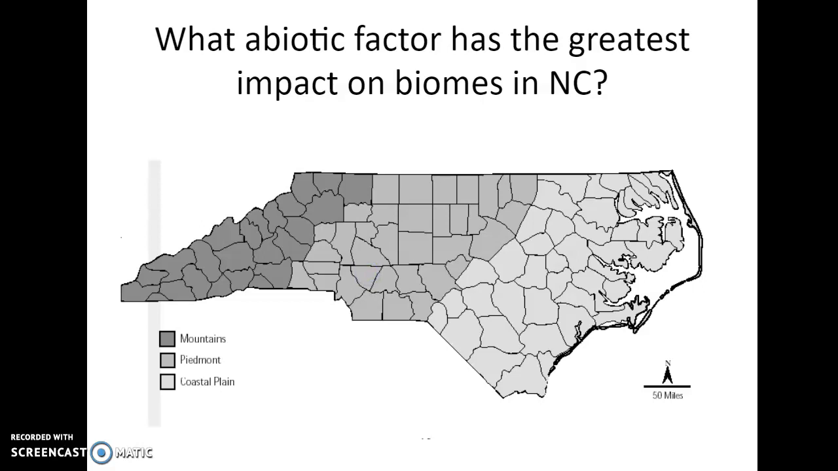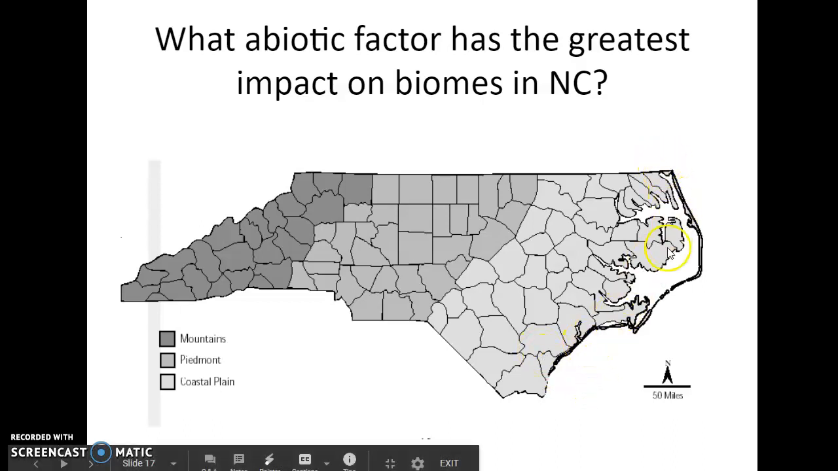So now we want to ask ourselves, what abiotic factor has the greatest impact on biomes in North Carolina? So North Carolina has 3 different biomes: mountains, Piedmont, and coastal plains. So mountains are way to the west for us. So this would be, for example, Asheville, if you've ever heard of that. We in Charlotte are in the Piedmont region. And then when we're off to the coast, maybe out by Wilmington, or any of those coastal regions where you often experience flooding, those are coastal plains.